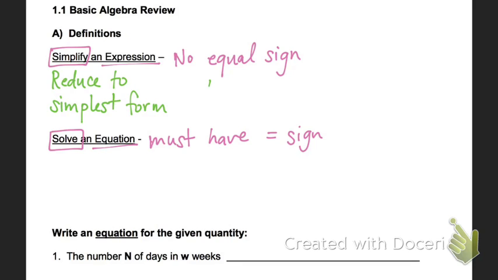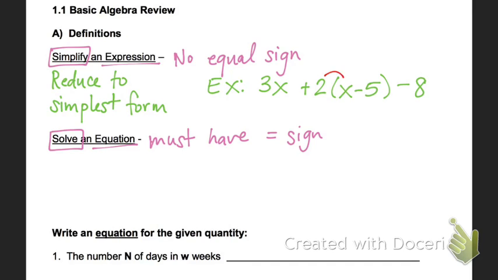So, for example, if I had 3x plus 2x minus 5 minus 8. This would be considered an expression because why? No equal sign, so there's nothing to solve. So you wouldn't say x equals 5. That would not make any sense because there's no equal sign. But if I want to reduce it to its simplest form, what are some things that I could do?